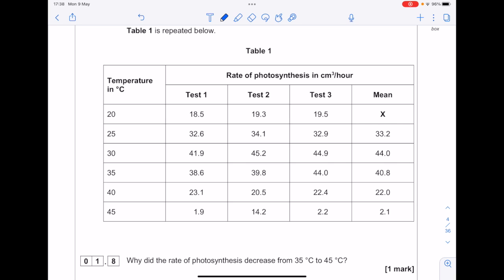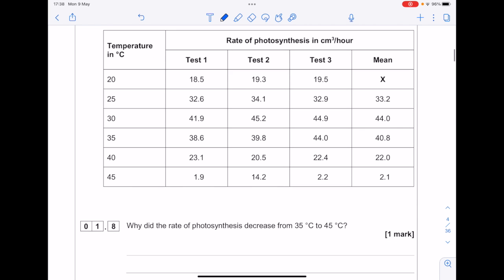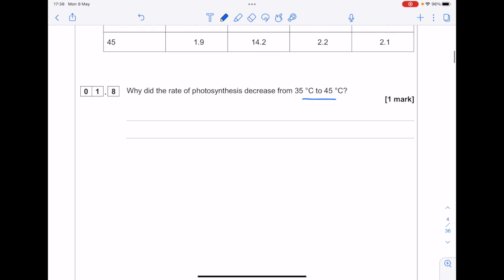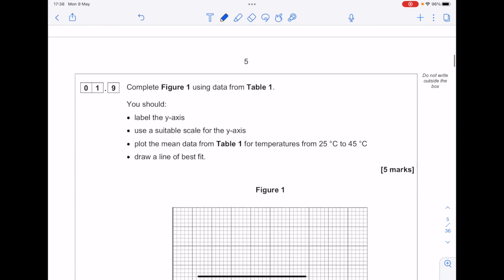Table 1 is repeated below. Why did the rate of photosynthesis decrease from 35 degrees to 45 degrees Celsius? Hopefully that's shouting enzymes to you. So when enzymes become too hot, the enzymes are, don't say killed, they're denatured. So if it's decreasing, it's because they've been denatured.